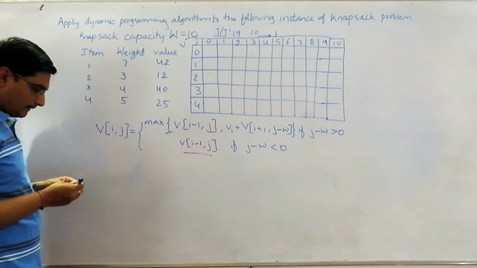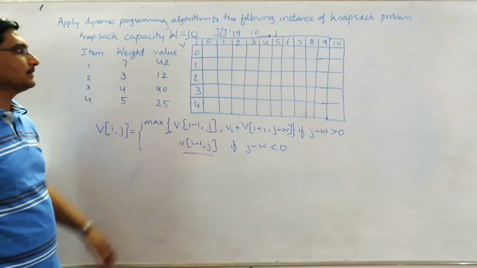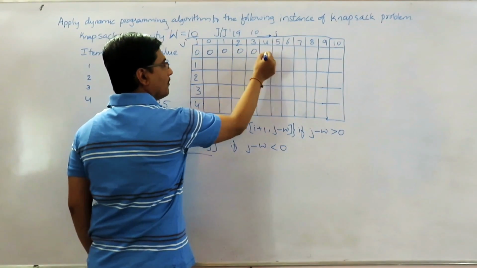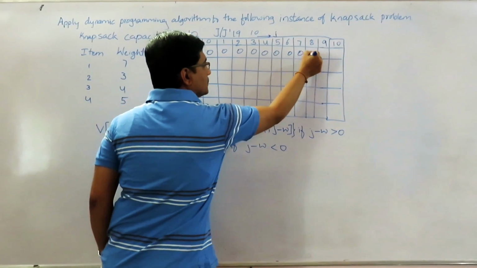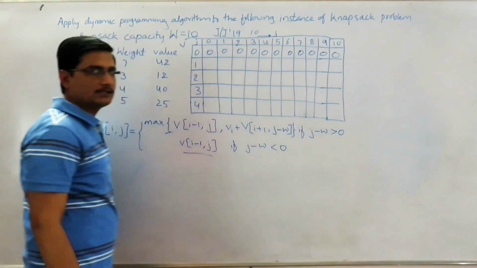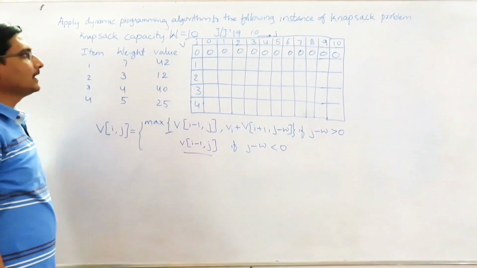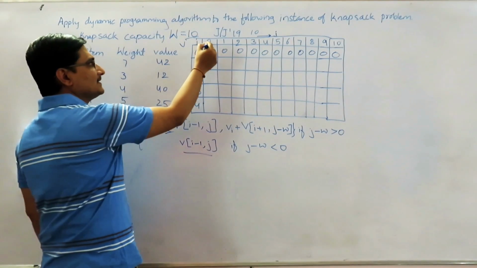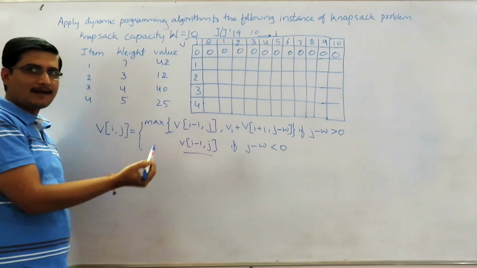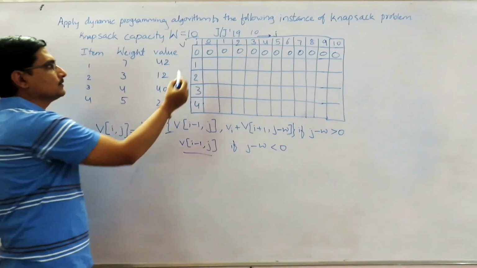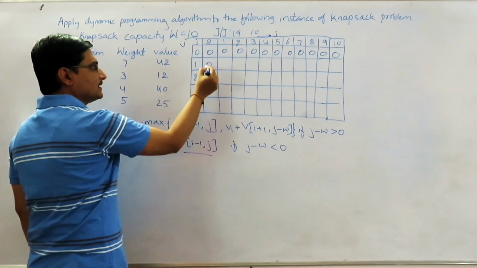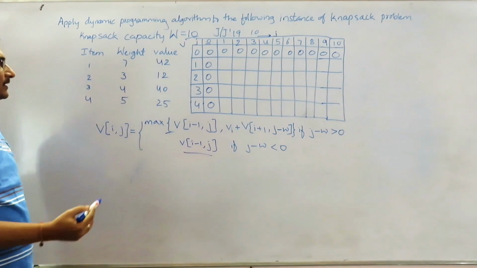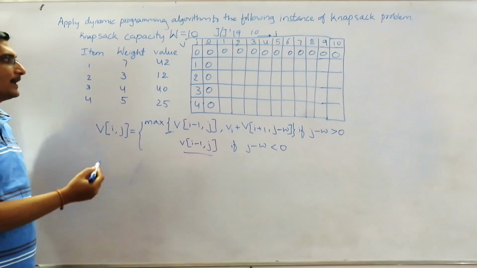Say when no items are considered, this will be 0 only, because the value of no items is 0. Directly we can write the first row entries as zeros. And when the capacity of the bag is 0, this is representing the capacity of the bag at that instant of time. So when it is 0, we cannot consider any of the items, because any object will have some weight.